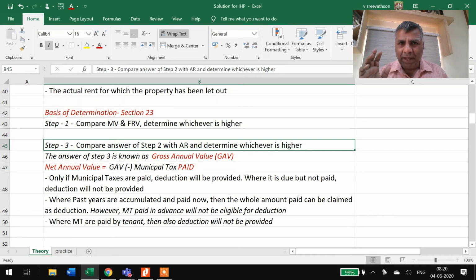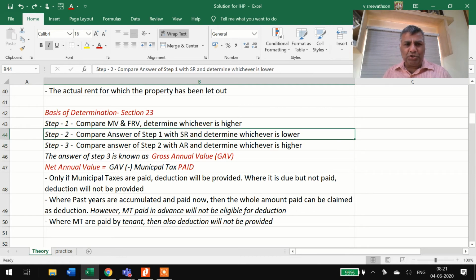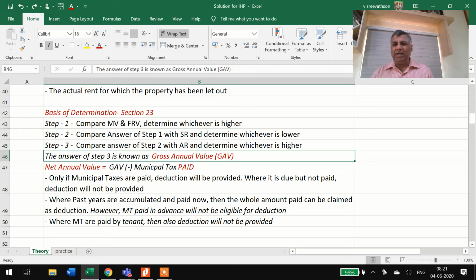Please understand, if SR is not given, that's why I said this is a law which needs to go away. If standard rent is not given, then in the diagram, if you place your hand on the second step and see, first step is whichever is higher, third step is whichever is higher. That means whichever is higher is going to stand. So, if SR is not given, the question becomes all the more easy. Whichever is higher becomes the gross annual value. SR given, 3 steps. Once GAV is determined, then NAV is equal to GAV minus MT paid.